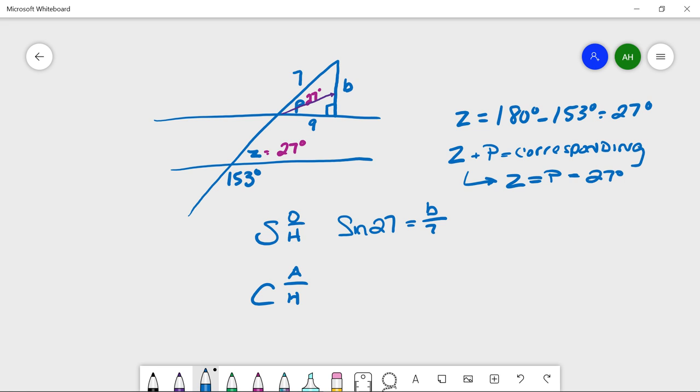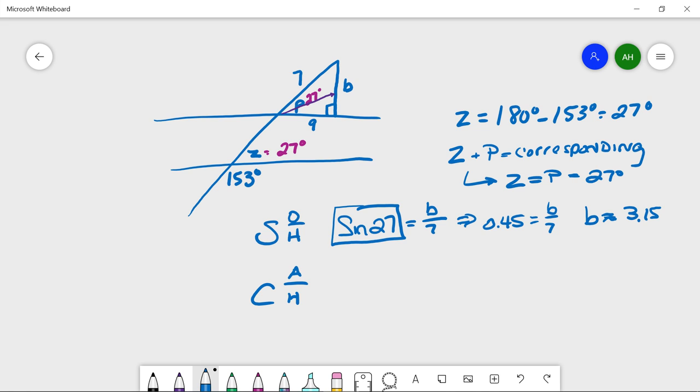All right, so when I key this into my calculator, I find that the sine of 27 is going to be 0.45. So 0.45 equals B over 7. When I multiply both sides by 7, I get that B equals 3.15. And this is an approximation, so it's going to be approximately.